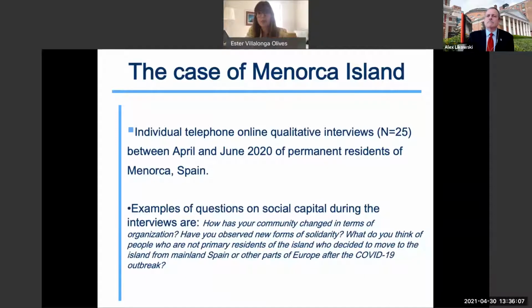What I did was to deploy a mix of random sampling and purposive sampling to investigate some emergent topics, like new forms of social capital. And here I put some of the questions, because I used qualitative research, since I thought this was more an exploratory research, so I really needed qualitative methods.